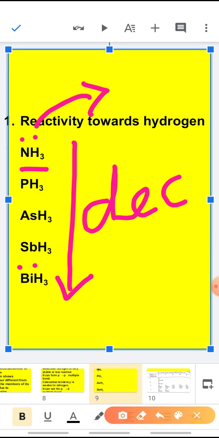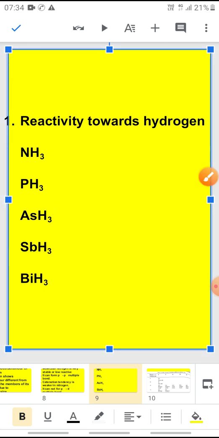So we can simply say, as we go down the group, the basic character of these hydrides decreases. The tendency to donate the lone pair of electrons decreases. NH3, ammonia, is distinctly basic, PH3 is weakly basic, and these three are very weakly basic.